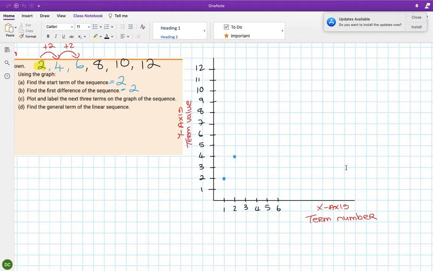Okay, next one is term number 3 is a 6. So there's my dot. It's in line with term number 3, and the value of that term is 6. Okay. Now the new ones, might change colour. So term number 4 is 8. So again, I'm in line there with term number 4, and the value of term number 4 is 8.